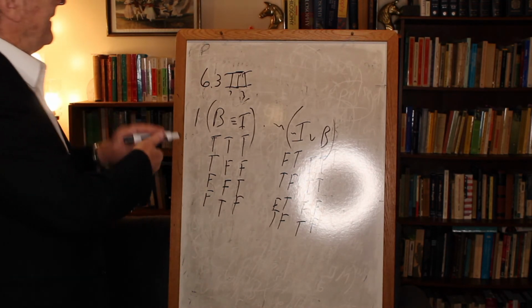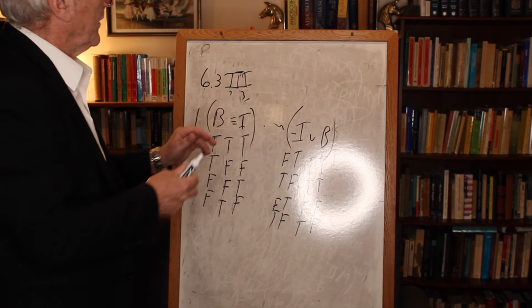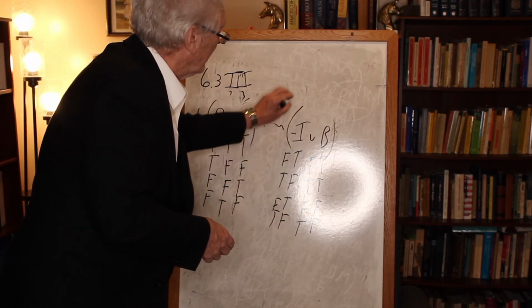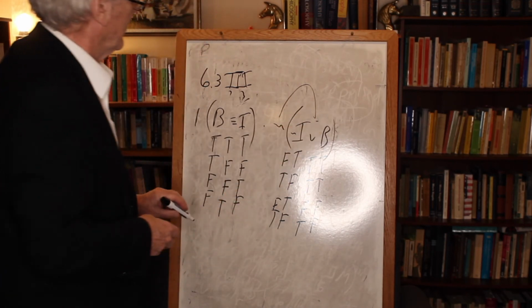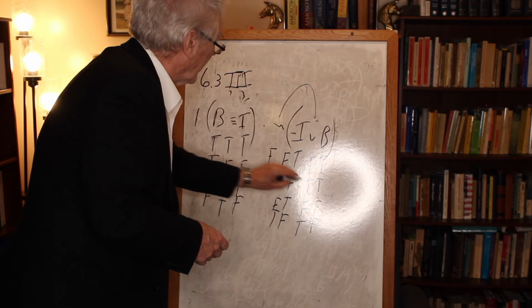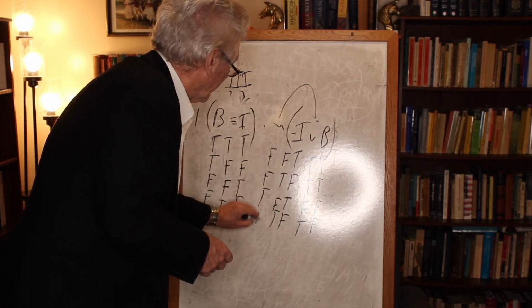Now, the negation is outside the parentheses here, and it's going to apply to the main operator within. The main operator is not the not, it's the or. So negation goes right to this column here. In case you were wondering, you're going to need that. Negation T is F, negation T is F, negation F is T, negation T is F.